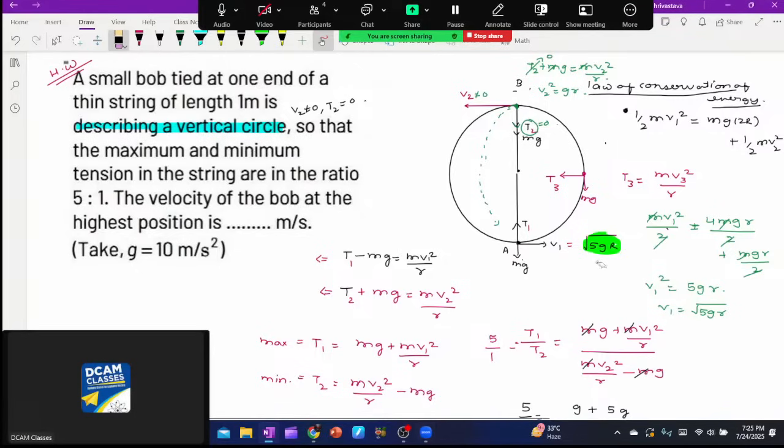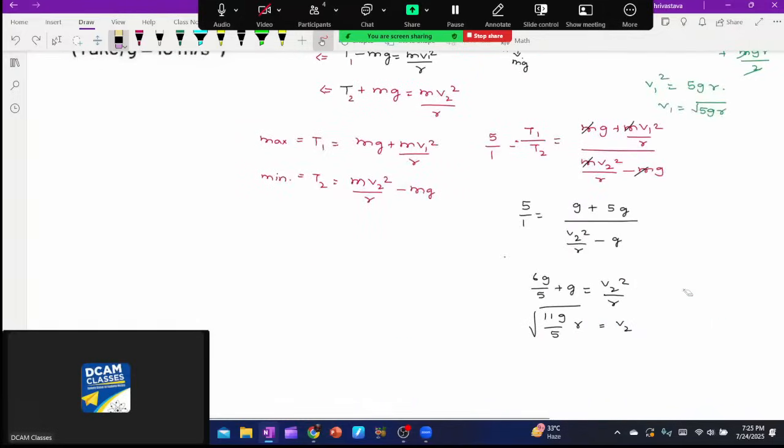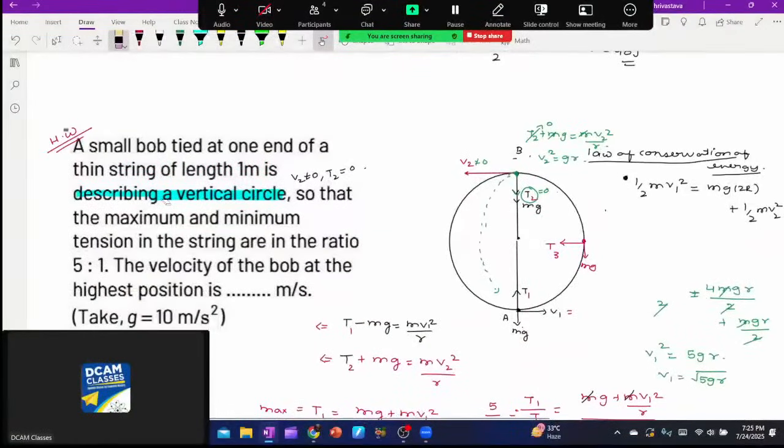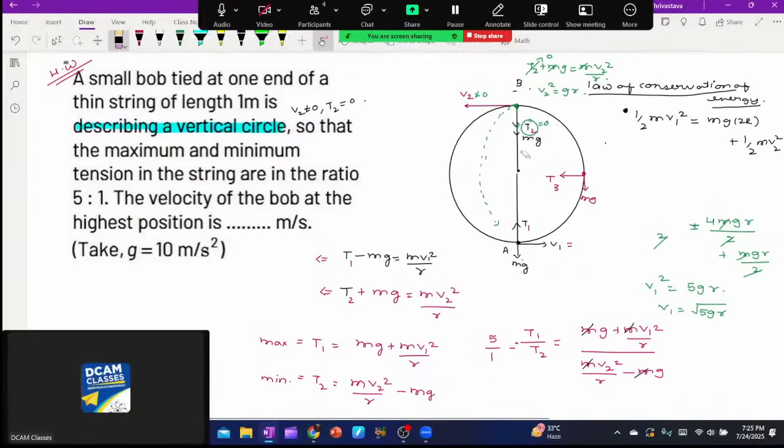But I don't think so. Here we have to apply this condition. This condition that I have derived now, I think we do not have to apply it here. That's why we are getting the wrong answer. Because they have done what? Describing a vertical circle. It is describing the whole vertical circle.